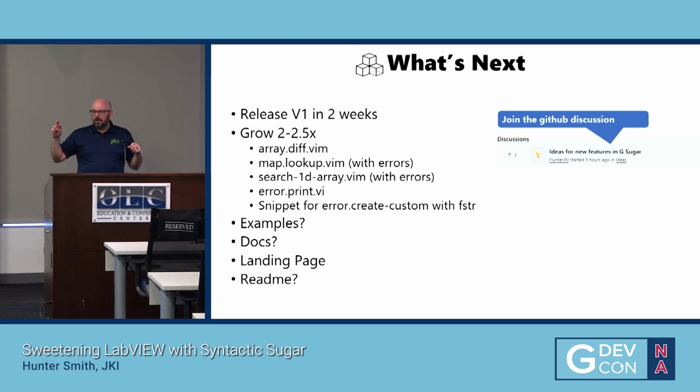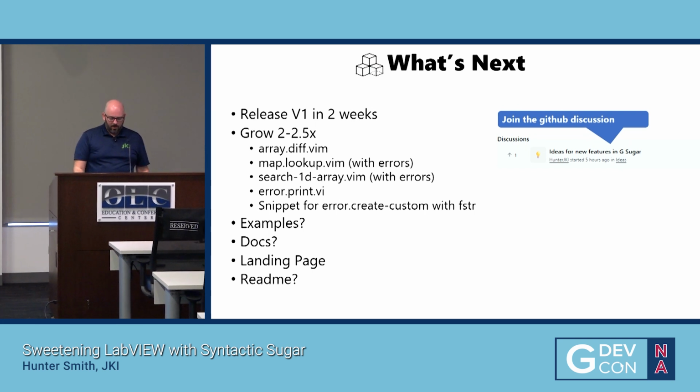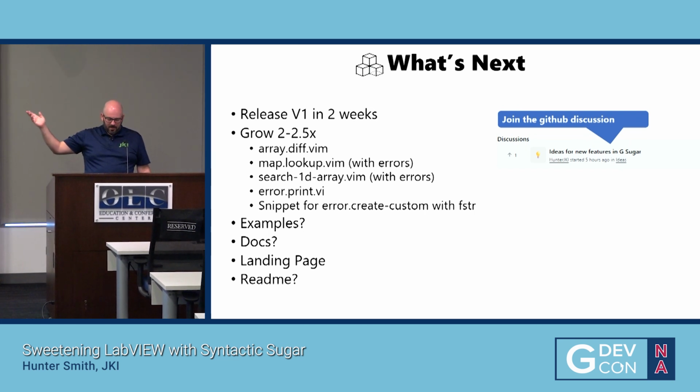I want error handling for common functions like map lookup. I want map lookup with error, where if it's not found, it'll say key not found. That way I don't have to do map lookup, a giant case structure, and put custom error handling I have to rewrite every time in the false case. I just want to call lookup in map and get a normal error out. But if I have errors, I'm going to have opinions on error codes and wiring. Search 1D array with error, same thing.